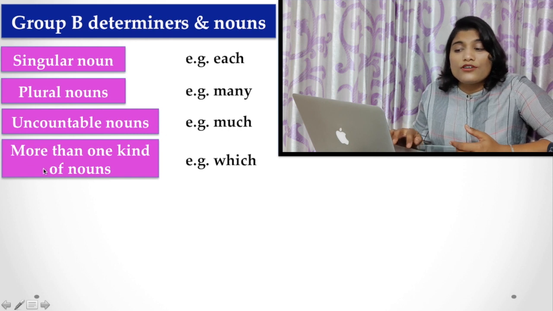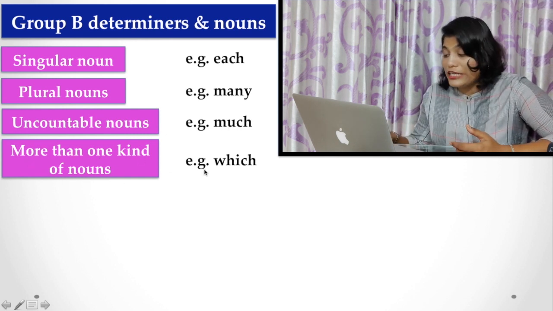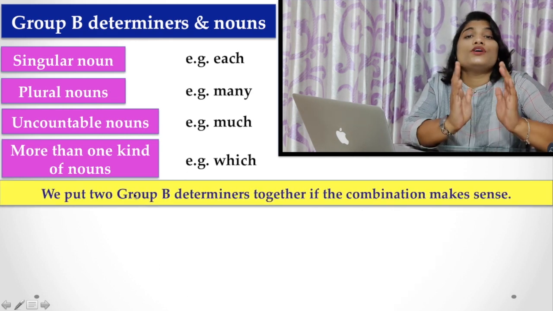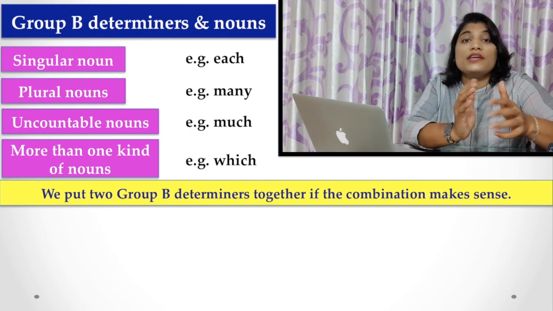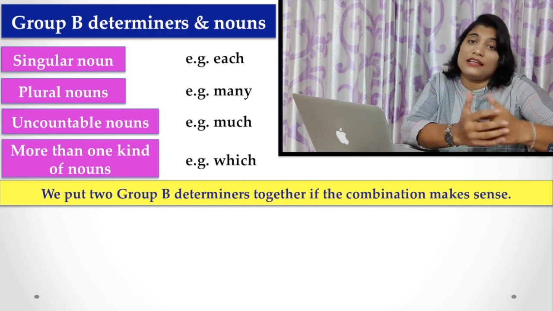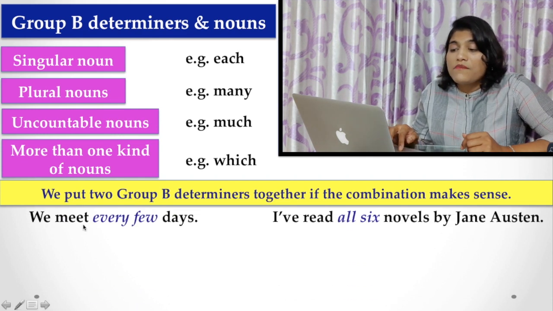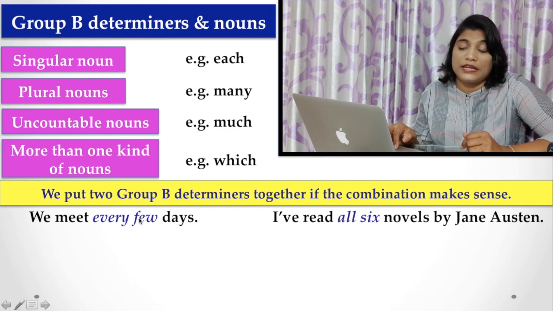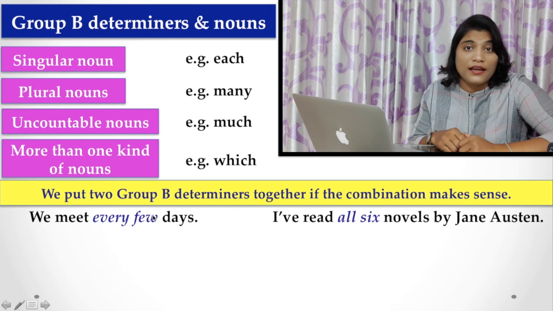Now, if you are talking about more than one kind of noun, you have to use which. Now, we can put two group B determiners together if they are meaningful in a sentence. For example, we may say that we meet every few days. Here every is a group B determiner and few is also a group B determiner. We can put them together because the sentence has a meaning.